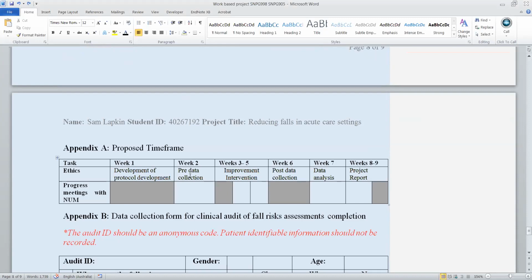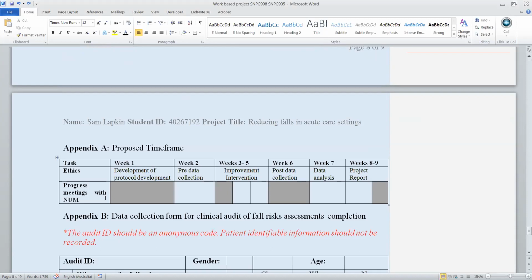Okay, after the data collection, for the next 2 weeks is the intervention, which I'm going to discuss with you. Week 6, we're doing the post-data collection. So do another audit of all the patient charts, do the data analysis, doing diagrams, and then doing the report. As you can see along the way, there are some opportunities to have meetings with the NAM or other clinicians who are involved. So it's important for you to have a proposed time frame.